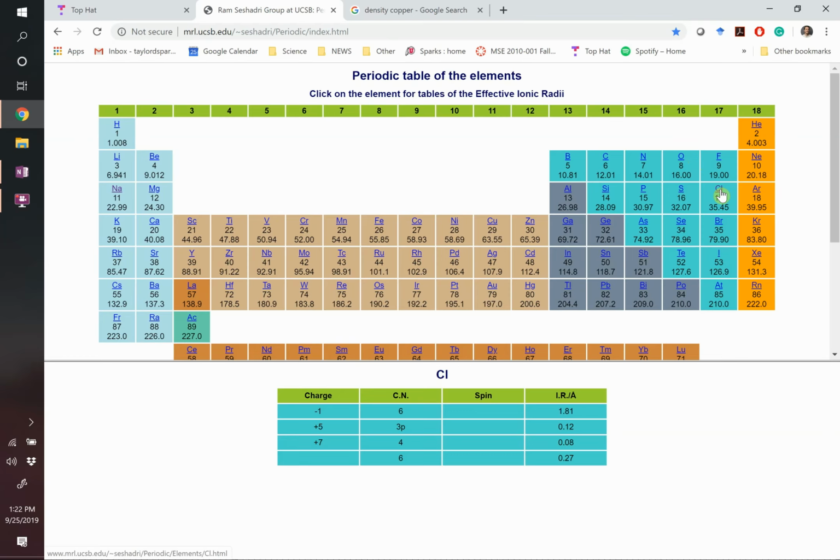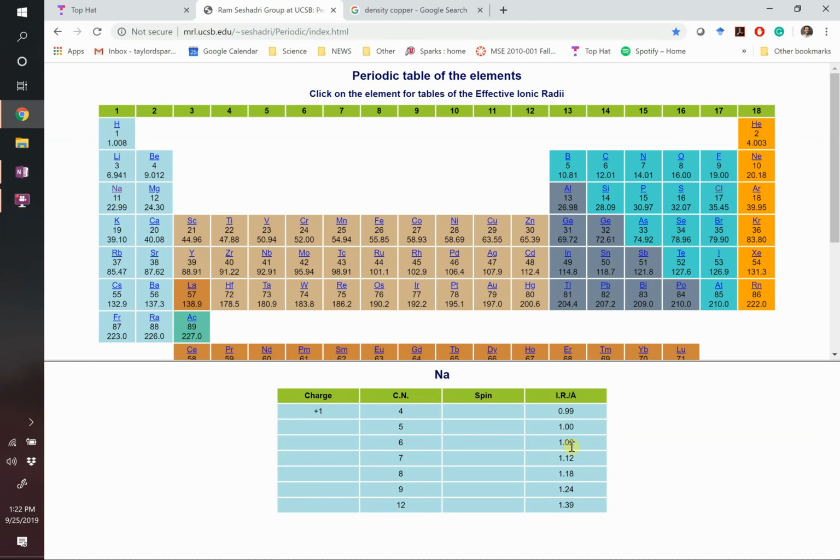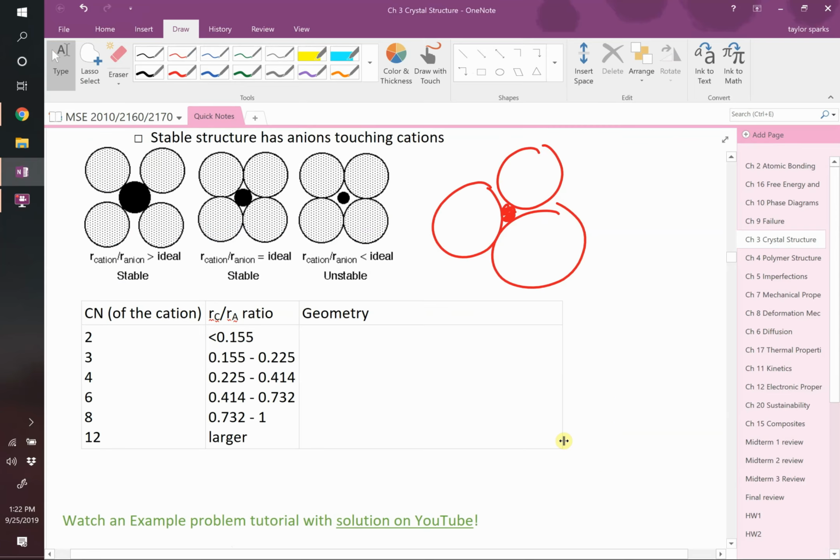So let's do an example here. Let's assume that sodium is 6 coordinate, because that's what it is in this case. It's about 1. 1 divided by 1.8 is what? 1 divided by 1.8 is 0.55, okay? So 0.55, what coordination number should it have? 0.55 puts us right here, meaning it should be 6 coordinate. The coordination number of our cation should be 6.